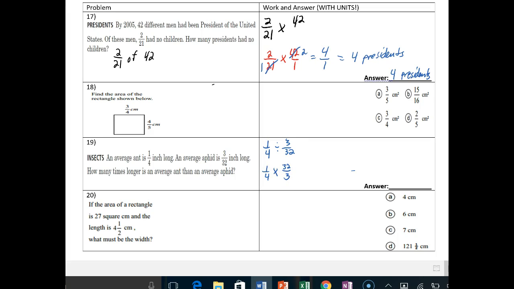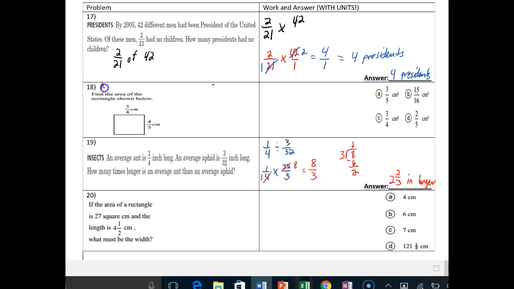We can cross cancel here. The 4 and the 32 can both be divided by 4. So I get 8 there, I get 1 there. Because 4 divided by 4 is 1. 32 divided by 4 is 8. 1 times 8 is 8. 1 times 3 is 3. That's an improper fraction, so I say 3 goes into 8 2 times. 2 left over, so it's 2 and 2/3. What's my units? Inches longer.